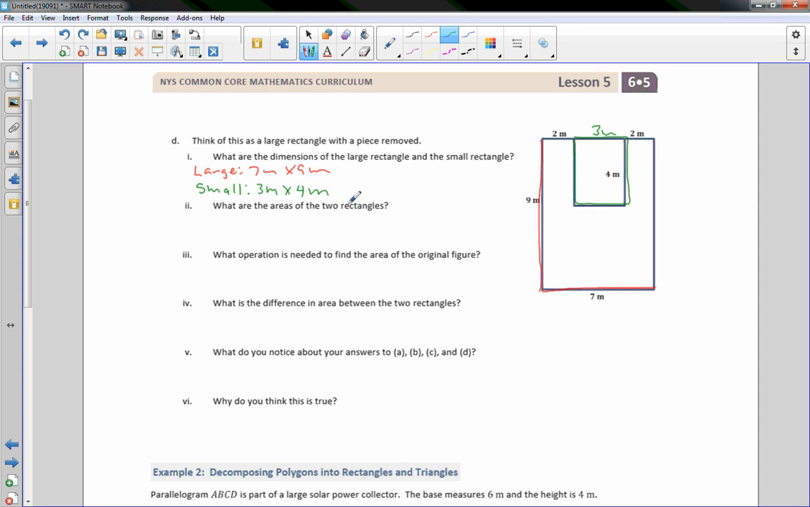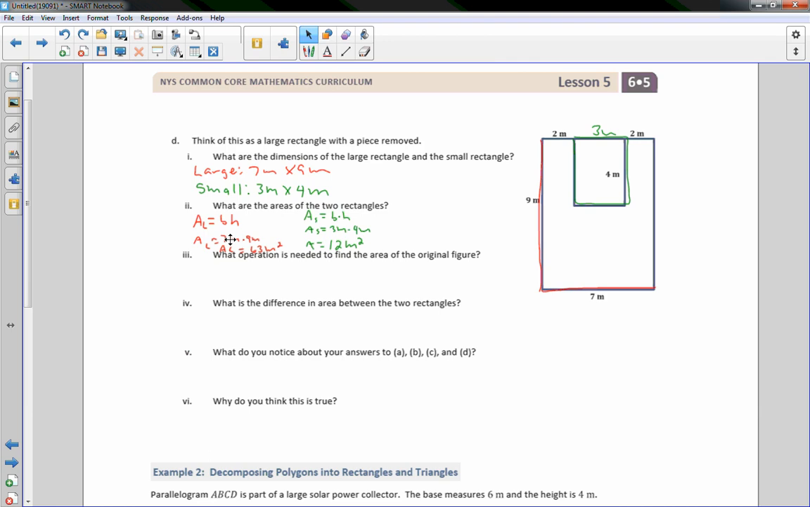What are the areas of the 2 rectangles? The larger one, the area of the larger equals base times height. The area of the larger equals 7 meters times 9 meters. So therefore the area of the large equals 63 meters squared. Small rectangle, the area of the small rectangle is base times height, which substituting in gives me 3 meters times 4 meters. So therefore the area of the small rectangle is 12 meters squared.